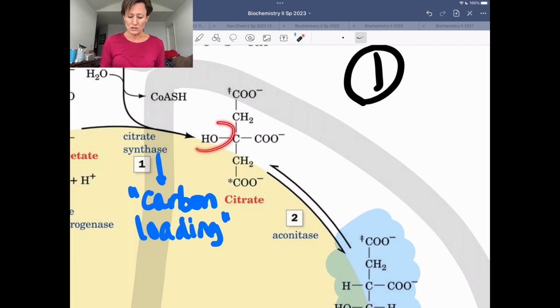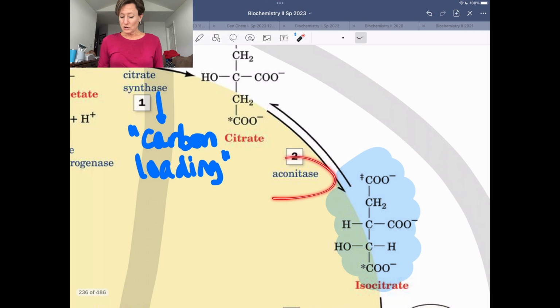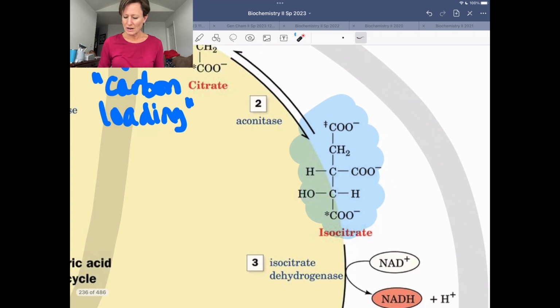So what we need to do is move this OH group over here. Aconitase is a historical name for an enzyme, so unfortunately it doesn't have anything to do with the kind of chemistry that's happening. We are going to move this guy over here, and we generate an isomer of citrate called isocitrate. No other pieces are needed for that enzyme to do its chemistry. So aconitase interconverts citrate and isocitrate.